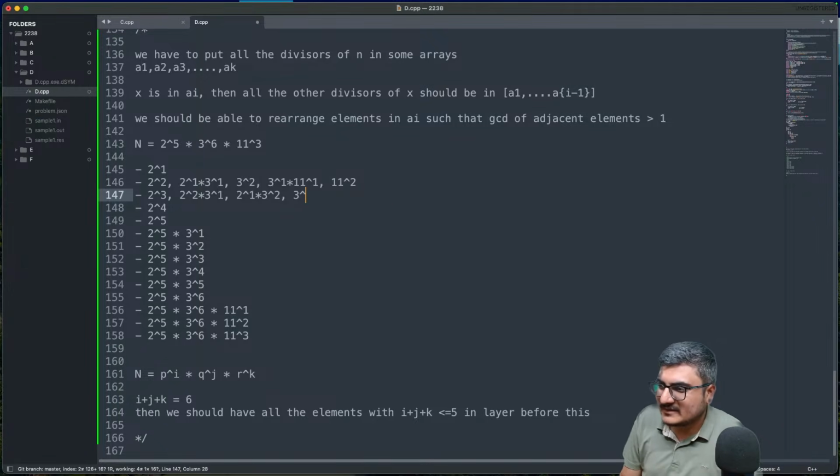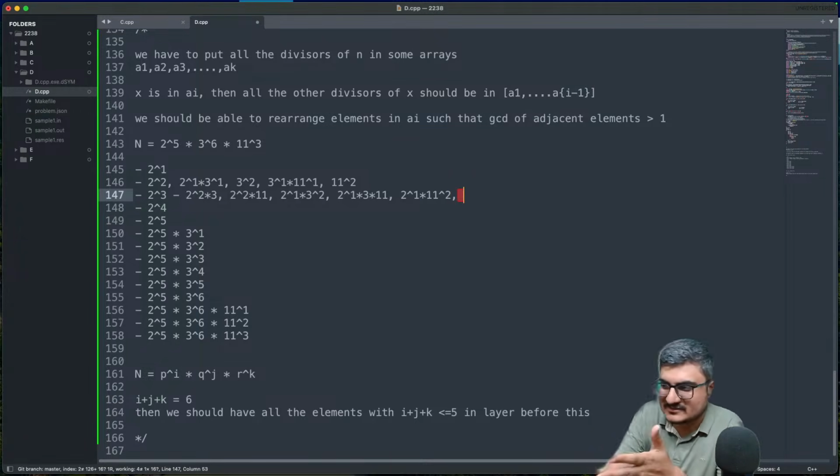Now, the way I would put it is, let's first put all the numbers that have only 2 in them, then put all the factors which have 2 at least. 2 to the power 2 into 3, 2 to the power 2 into 11. Then you can go with 2 to the power 1 into 3 to the power 2, 2 to the power 1 into 3 into 11, 2 to the power 1 into 11 to the power 2. Like you can put all the other prime factors, just keep one of the factors.